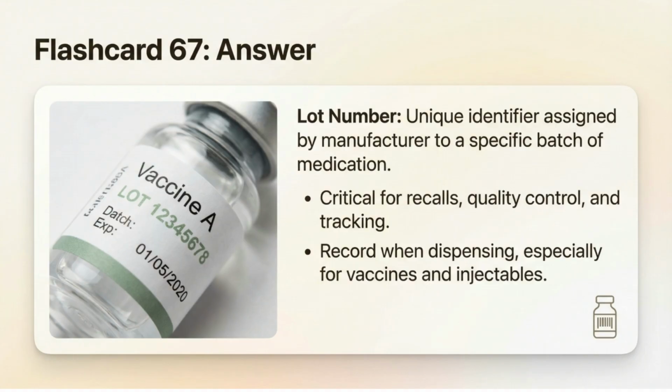Flashcard 67 asks, what is lot number and why is it important? The lot number is a unique identifier assigned by the manufacturer to a specific batch of medication. It is critical for recalls, quality control, and tracking. It must be recorded when dispensing, especially for vaccines and injectables.